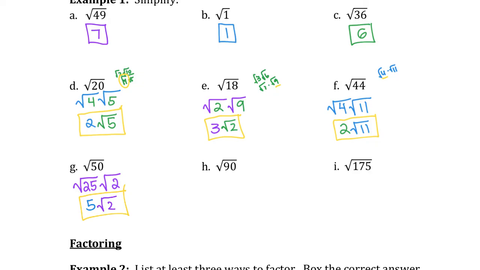Okay, square root 90. I don't know the square root of 90. Okay, let's think of what I can times to get 90.